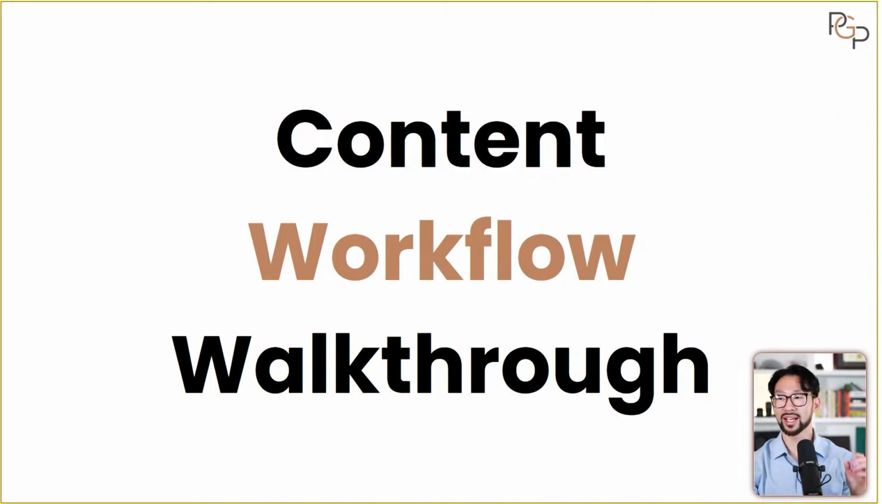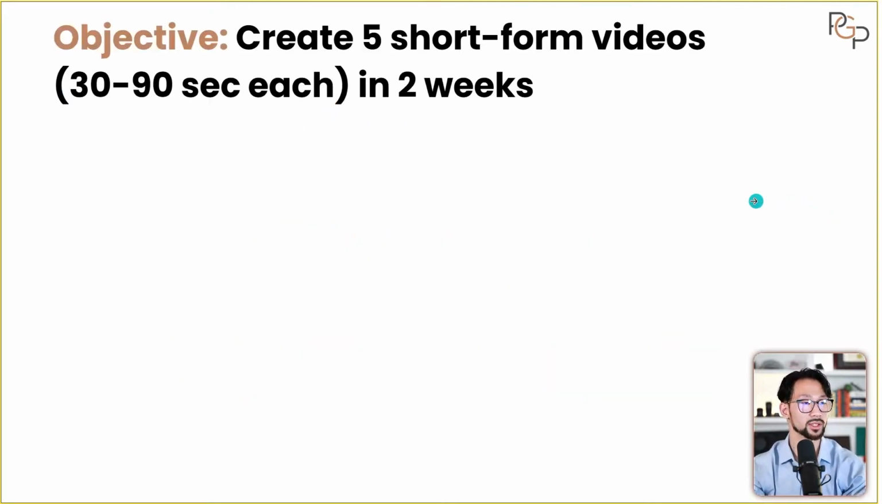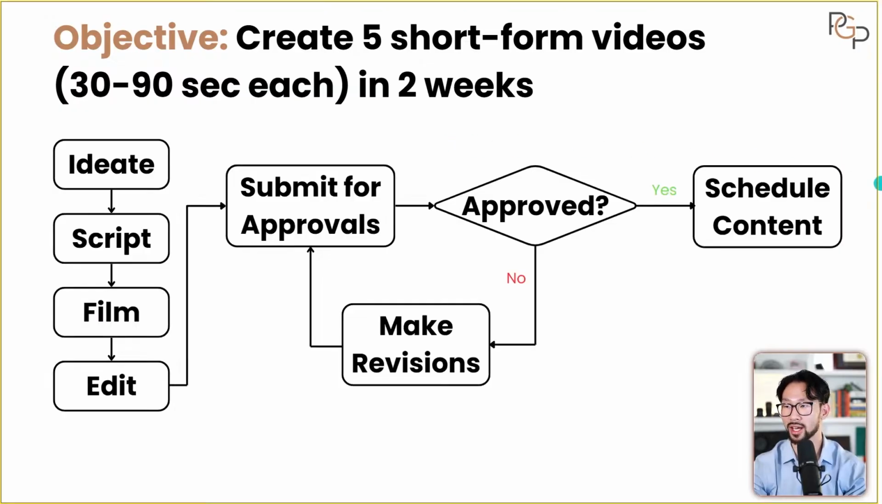Now we're going through the content workflow walkthrough. So this is exactly the step-by-step process I use for my clients in order to get compliance approval and expedite the process from creating content to finally publishing it and having it approved. So for example, our objective here is to create 5 short form videos, 30 to 90 seconds each in 2 weeks. And this is the workflow that I use. Pretty straightforward, but let's go through it step by step. First, you ideate the idea.